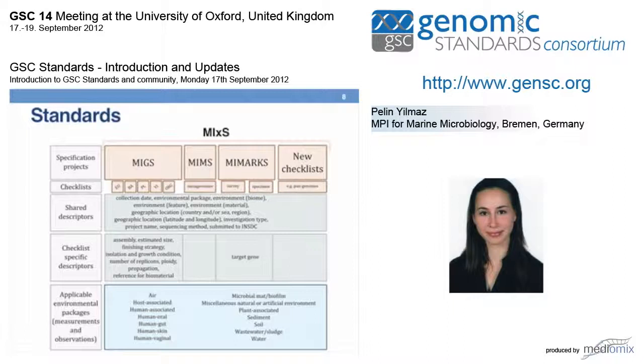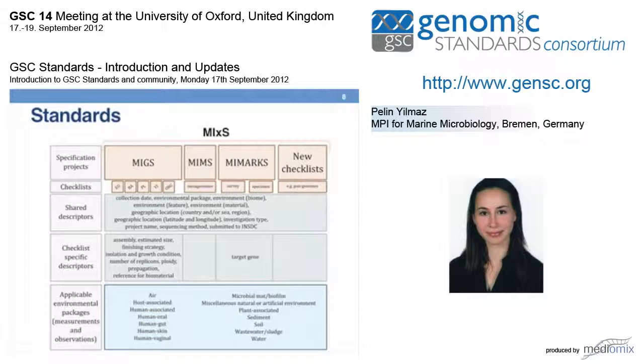And then come the checklist-specific descriptors, which, as the name indicates, are specific to different checklists. So for MIGS, for example, we have genome-specific descriptors, such as the assembly name of the genome, the estimated size of the genome, and so on. These won't be applicable to MIMS, so they are only found under MIGS. And for MIMARKS, for example, this is the target gene, because we're looking at marker genes, so there's always a marker gene name. But this doesn't make sense for MIMS and MIGS.